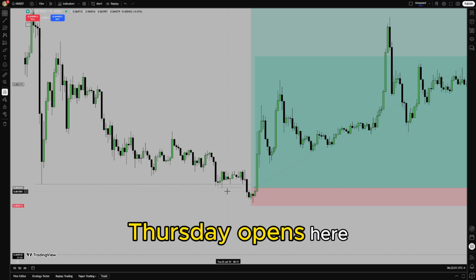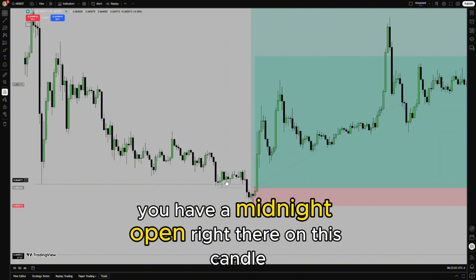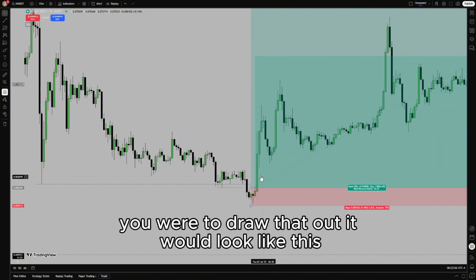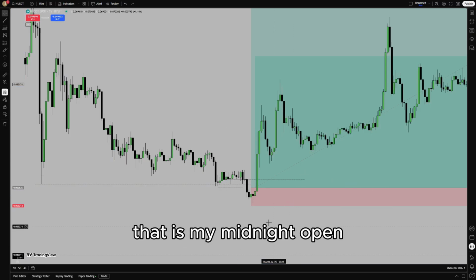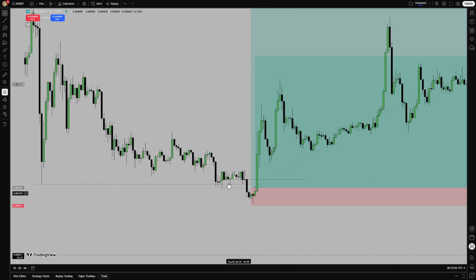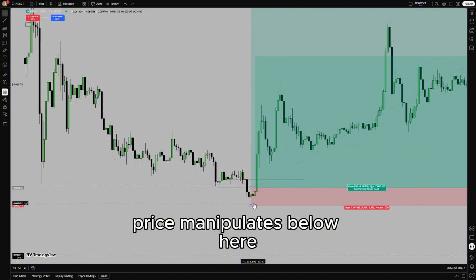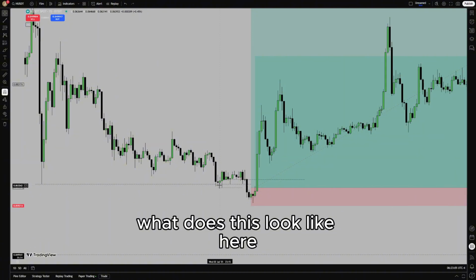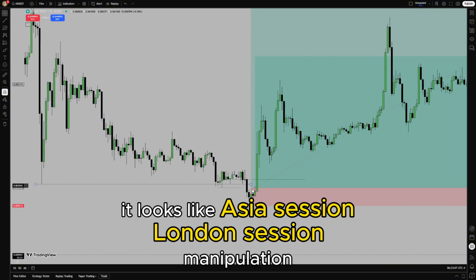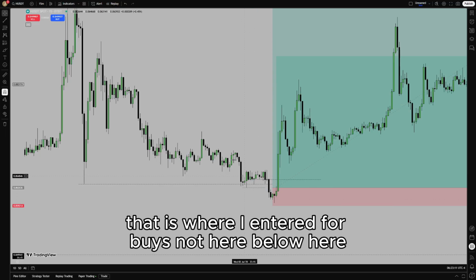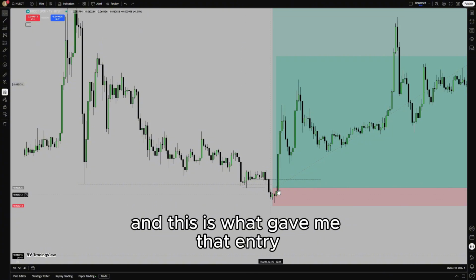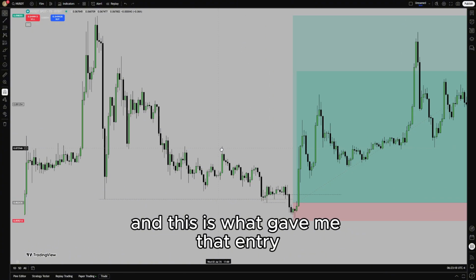Thursday opens here. We have our midnight open right there on this candle. If you were to draw that out, it would look like this. That is my midnight open. Price manipulates below here. What does this look like here? It looks like Asia session, London session, manipulation. That is where I entered for buys. Not here, below here. I wanted the best possible entry, and this is what gave me that entry.